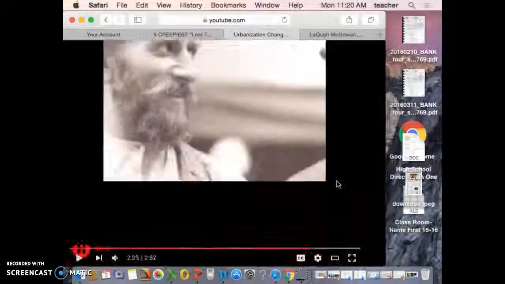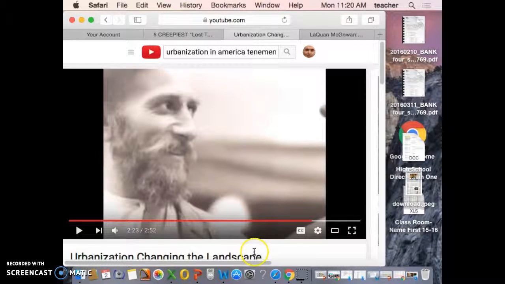Okay, and so that's a better look at the urbanization social problems that come with it, and that's from number 17.